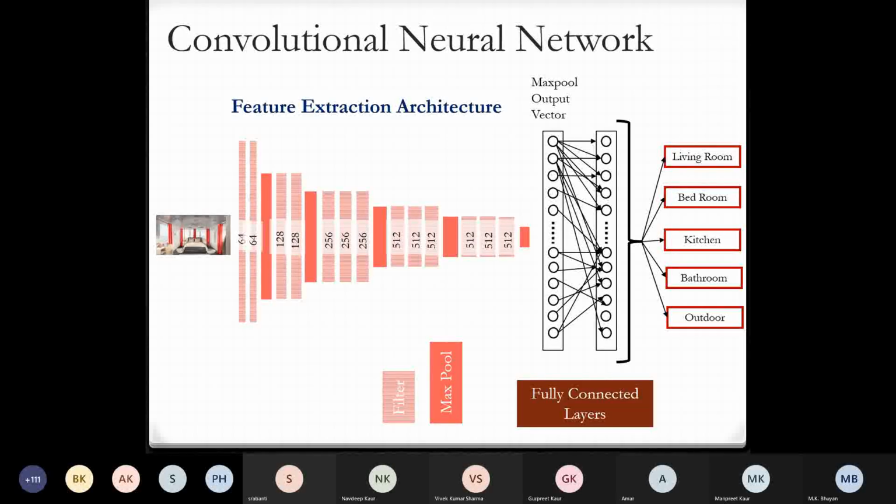And you can see the final classification. You can see this final classification I am getting: the living room, bedroom, kitchen, bathroom, outdoor. Like this I am getting the final classification, and that is nothing but the object recognition.